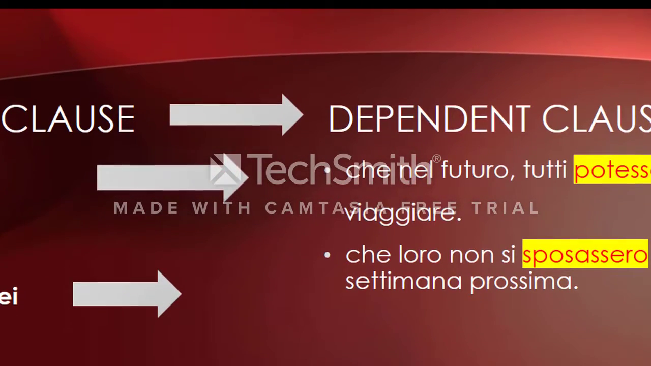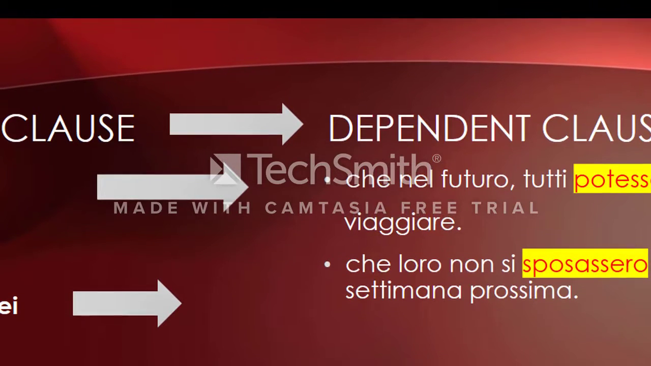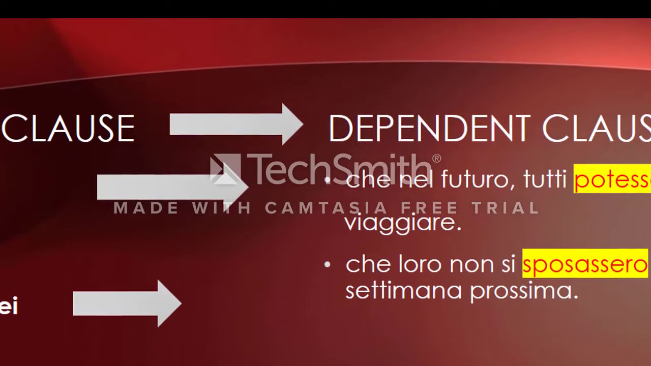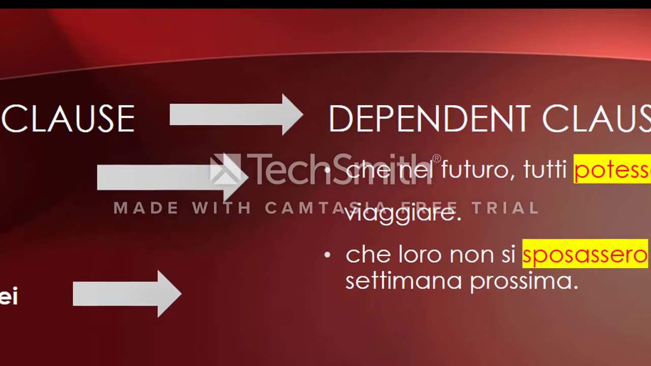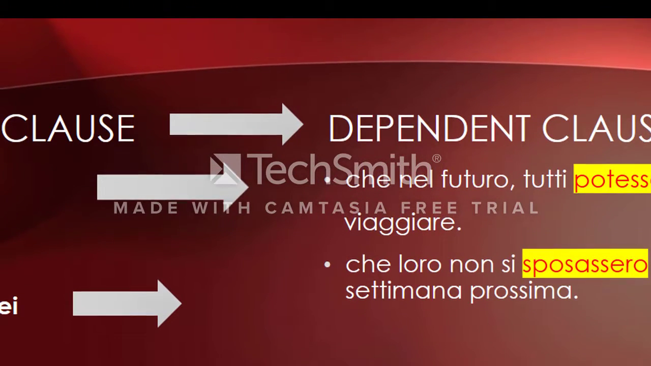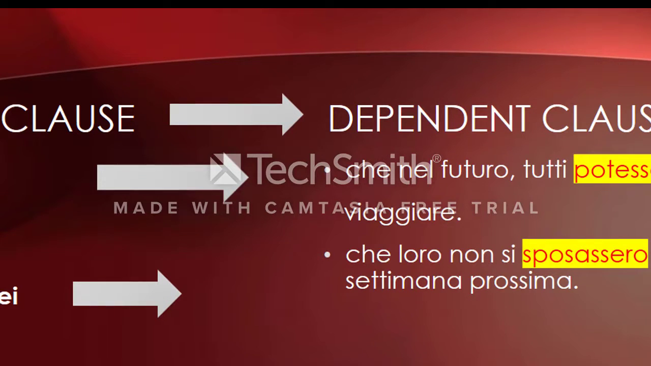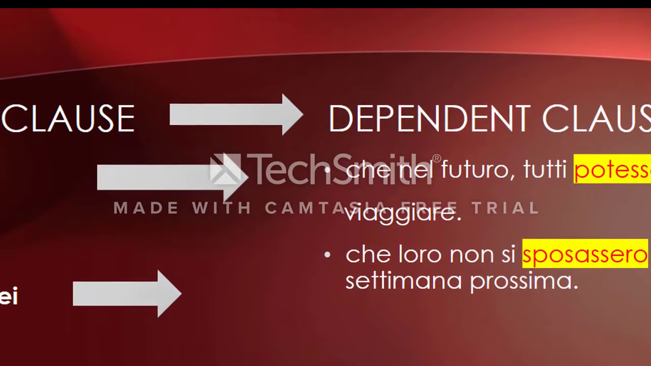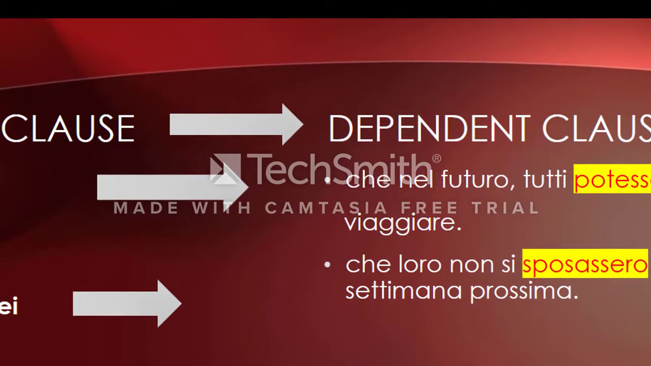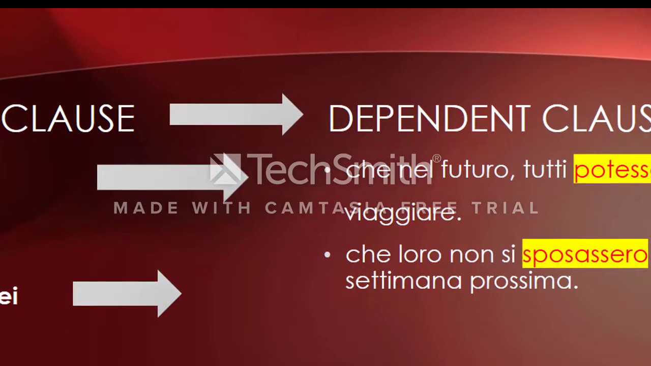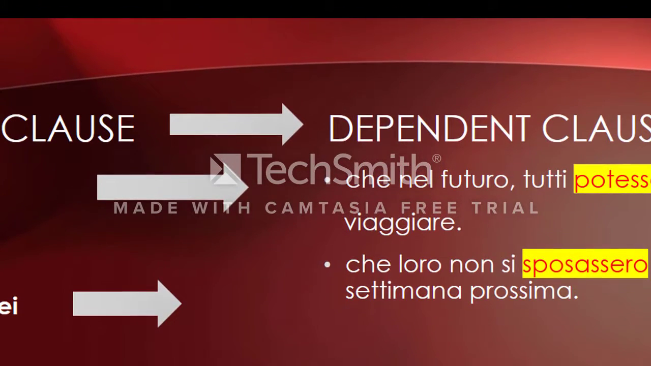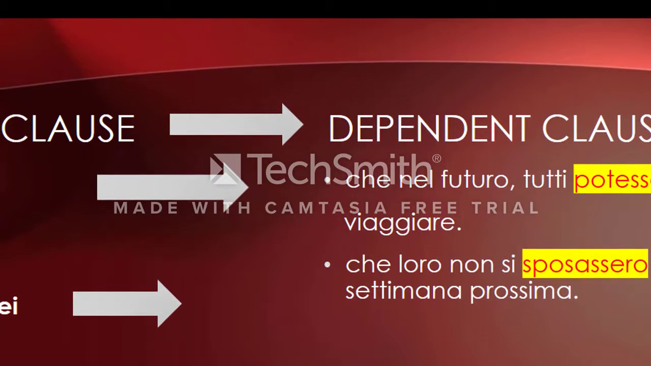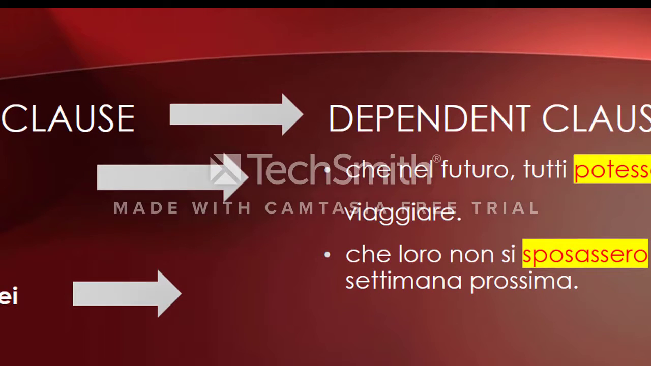Main clause, again, and dependent clause, and there's a correlation, of course. Vorrei, main clause, it contains the subject and the verb, the conjugated verb, in the conditional. Vorrei, main clause, and now che nel futuro tutti potessero viaggiare. That's the dependent clause. Second sentence.